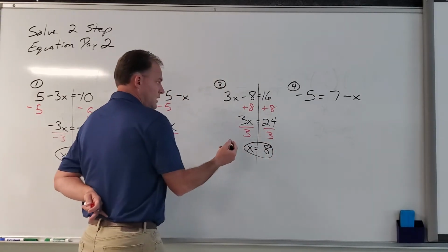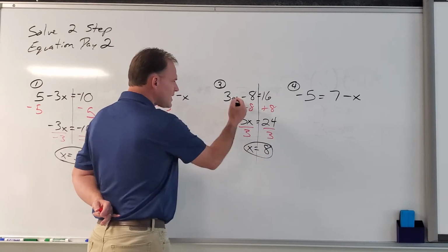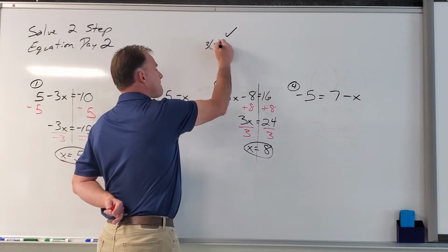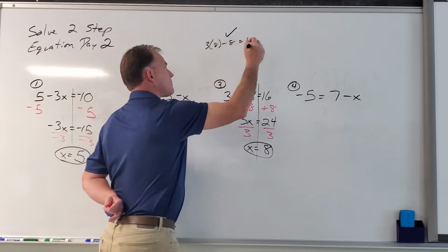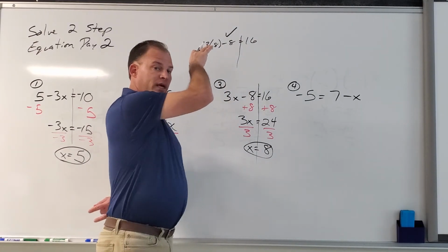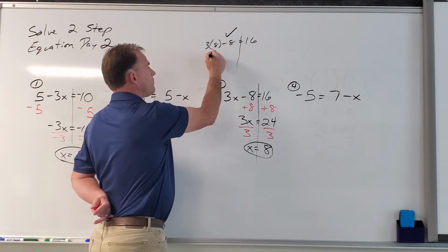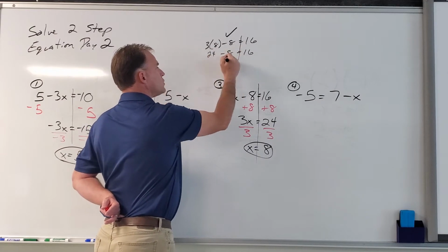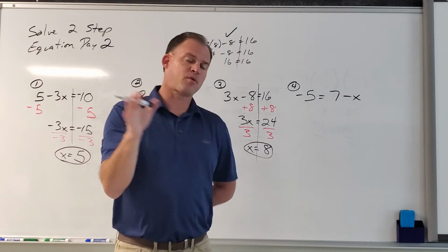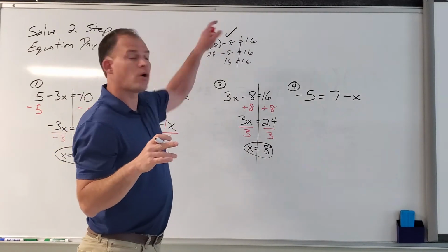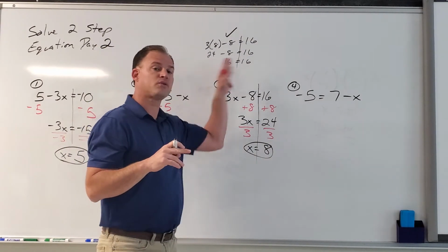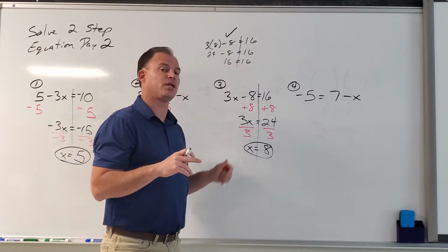just like we did a while ago. I can take my answer and plug it back in. If you're going to do this, you need your order of operations. 3 times 8 is 24. 24 minus 8 is 16, and it comes out to be correct. So if you have a problem, you're not quite sure if you got the right answer, you can always plug it back in to check. And then you do your order of operations. Don't do both sides. Okay, we're not solving an equation.